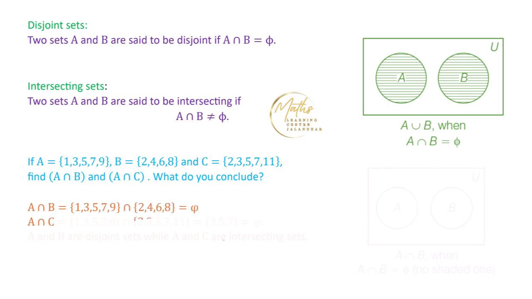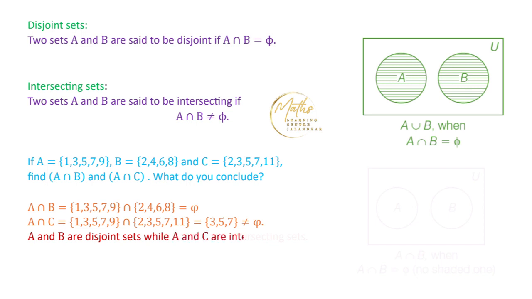When we calculate A intersection C, we have these two sets, and the common elements are 3, 5 and 7, and clearly this set is not equal to the empty set. So what we can say is that the sets A and B are disjoint sets, whereas A and C are intersecting sets.